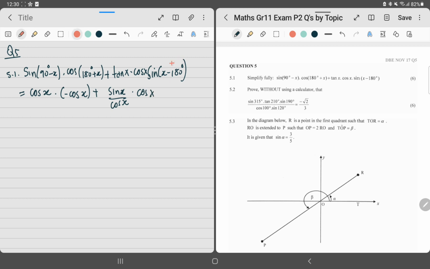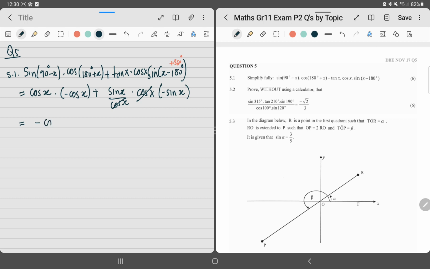And whenever we have a negative angle, we're just going to add 360 degrees. So that will become 180 plus x. 180 plus x is in the third quadrant. In the third quadrant, sine is negative. So this takes care of that.